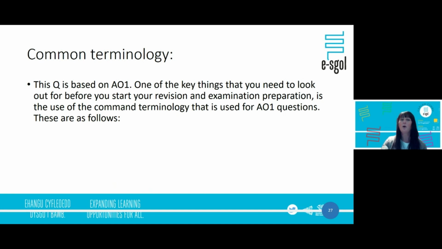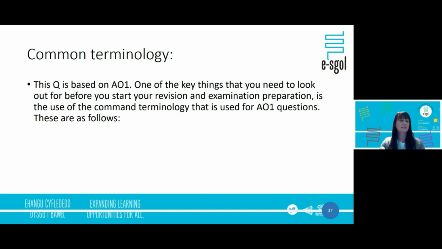So, some common terminology. This question is based on AO1, as we saw from the mark scheme. One of the things you need to look at before you start your revision and exam prep is the command terminology used for AO1 questions. Very often they will use the same sorts of commands in the essay questions, and you need to look out for those commands because that gives you the instruction of what you're meant to do with that particular essay.